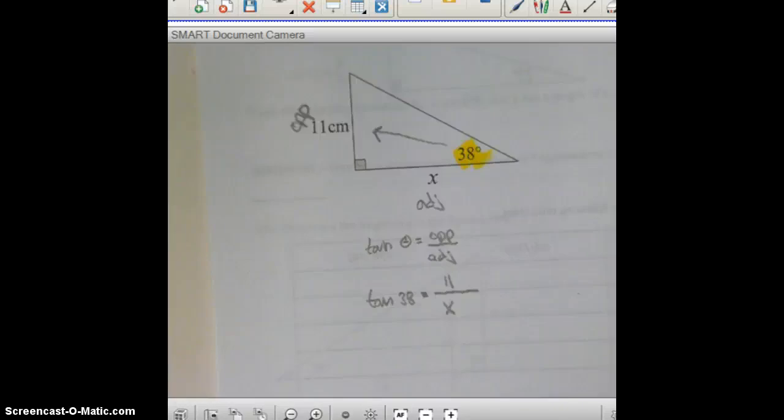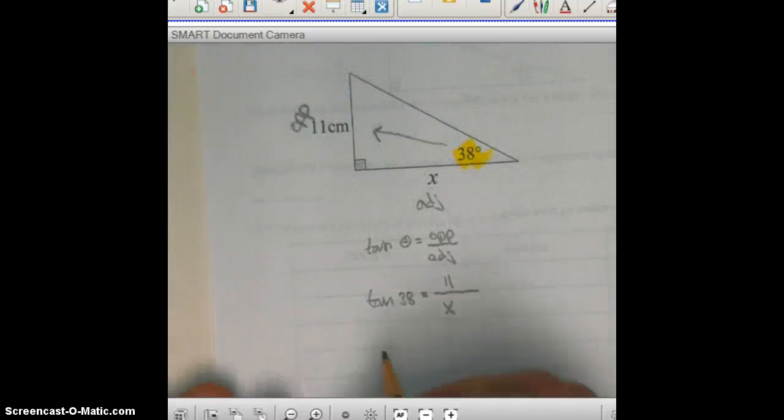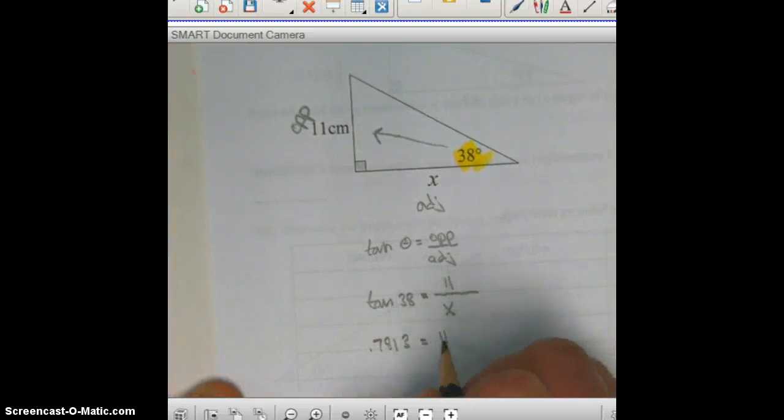Now, we've already talked a bit about how your calculator knows what these values are, so we're going to punch tangent of 38 into your calculator and round it to 4 places, and when we do, we get a value of 0.7813, and that's still equal to 11 over x.